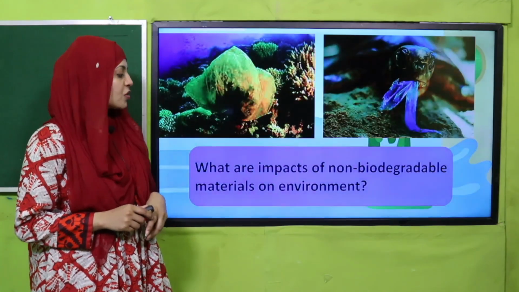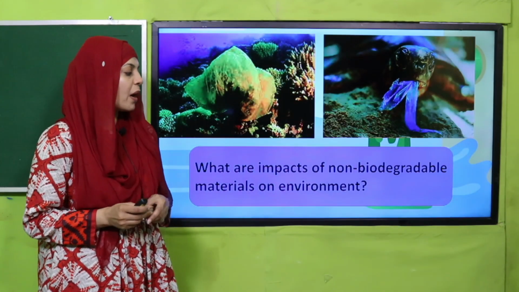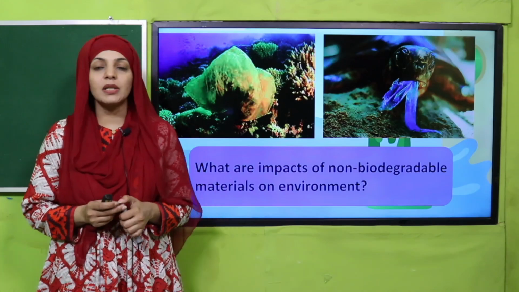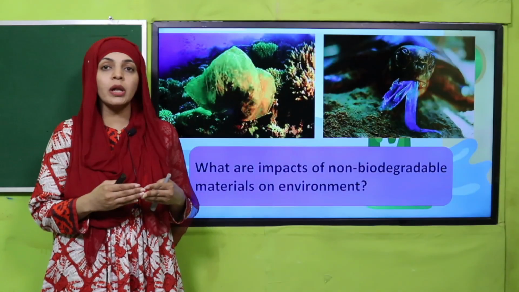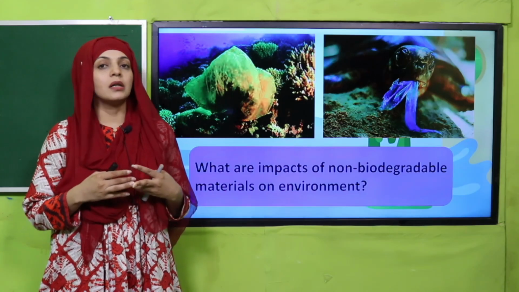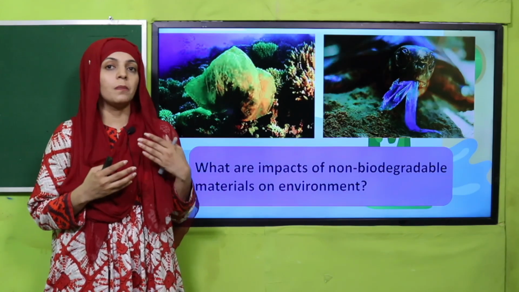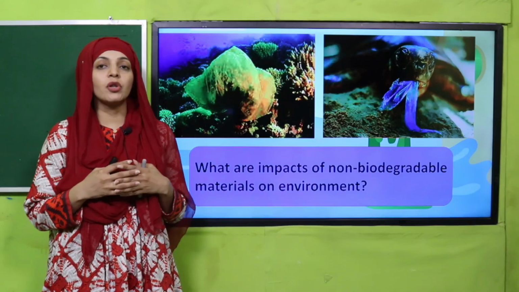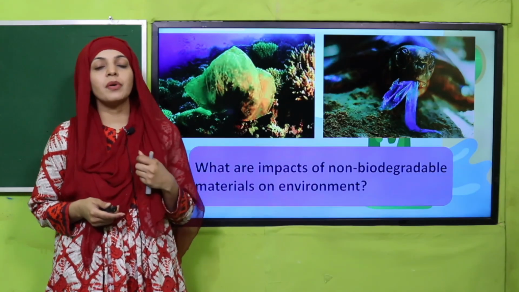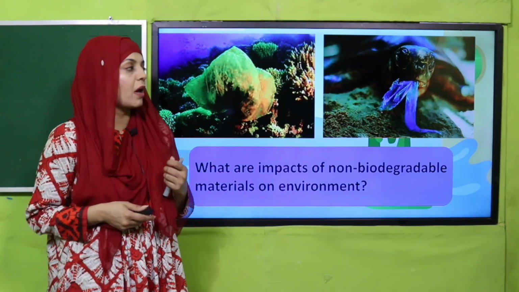So here are the pictures. Quickly tell me, what are the impacts of biodegradable materials on the environment? They cause infertility of the soil, outgassing, they cause harm to marine life, and they are also very bad for the air. So they cause different types of pollution in the environment.